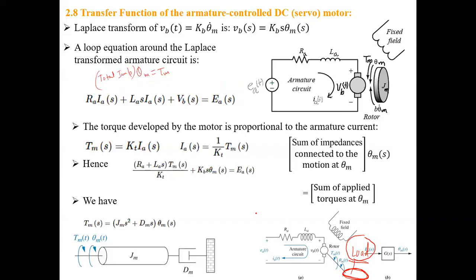So when you talk about the equivalent, remember we talked about equivalent here. So what is the relation there? JE s squared plus DE s, times theta M, equals tau TM. That's what I'll be talking about, right? This is the relationship I am talking about.